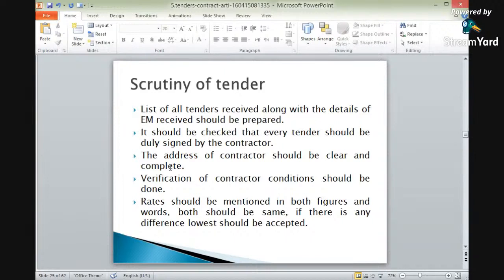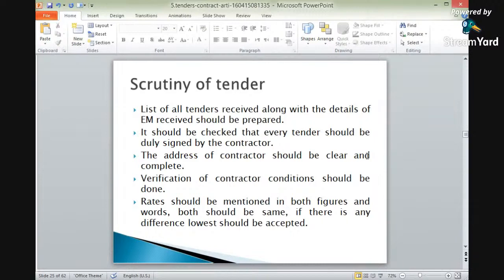Scrutiny of tenders. What are the things to be taken care of while scrutinizing the tenders? A list of all tenders received along with the details of the earnest money received. The list will be made along with the names of the different contractors, the tenderers.